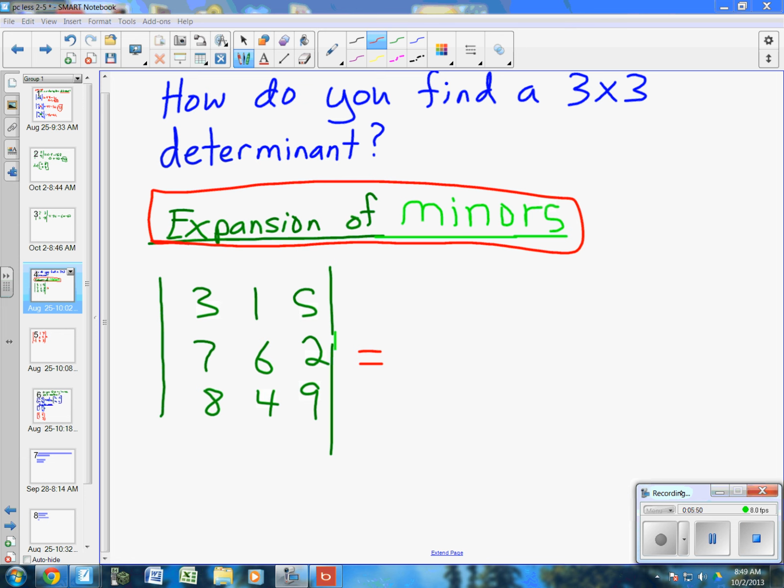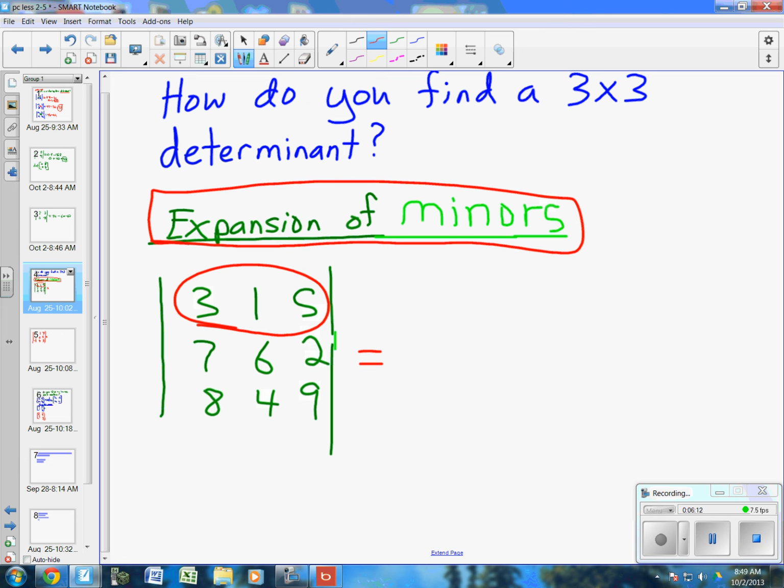Here's the method right here. What you have to do is choose any row or column. Which row or column would you guys like to choose? Top row. Okay. Let's choose this top row. Okay, so this is the numbers we're going to use.